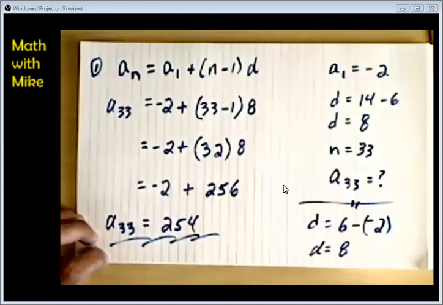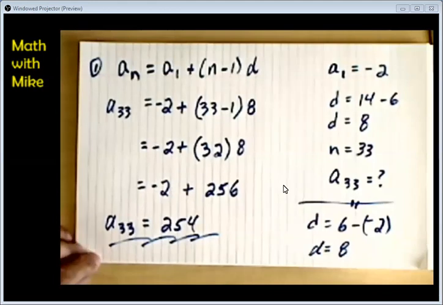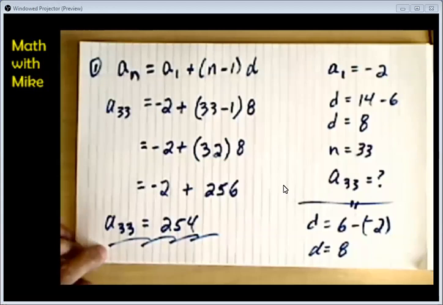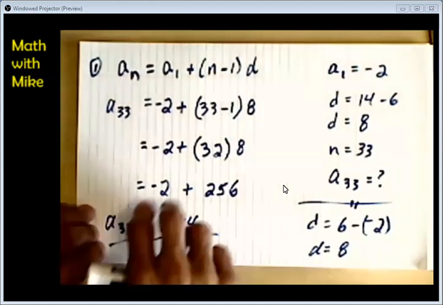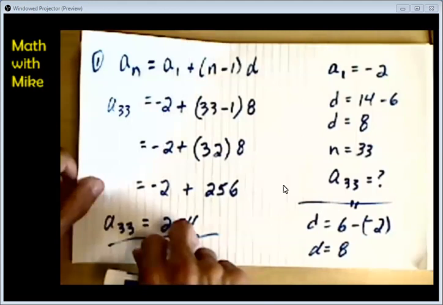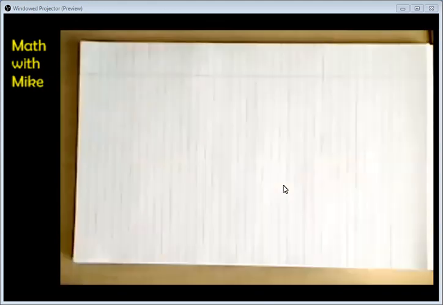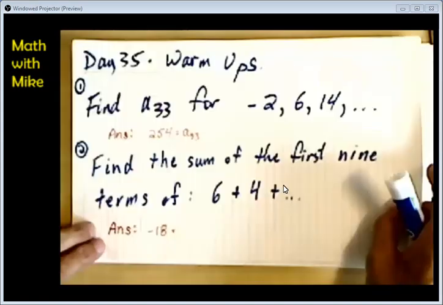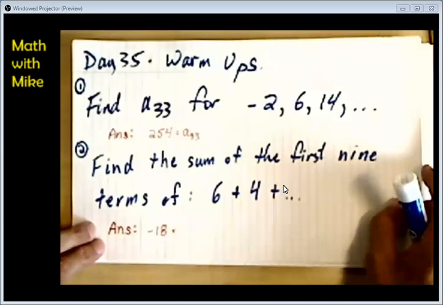Okay. What else? Anything else causing struggles? No? Okay. We'll try another one after these two, just to double check. Okay, let's get on to the second question, though, that we had for today. That was the sum of the first 9 terms of this pattern here.